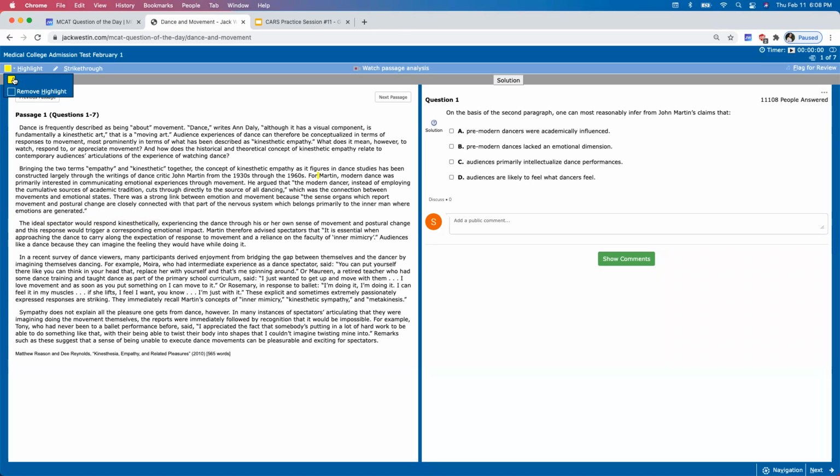What did you guys take away from the first paragraph? What did you guys highlight? So feel free to either unmute yourself or just type it in the chat. What you highlighted, what you thought was important in the first paragraph.